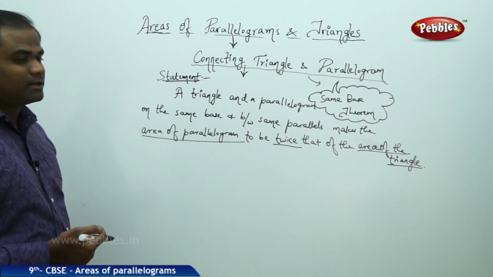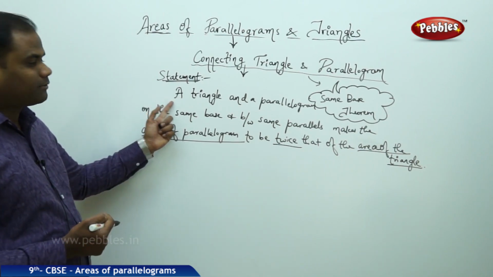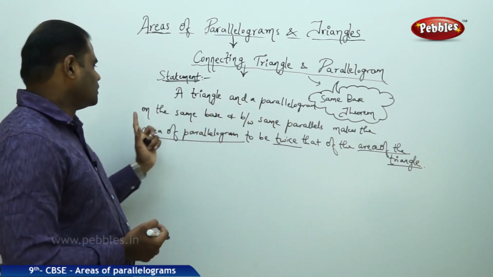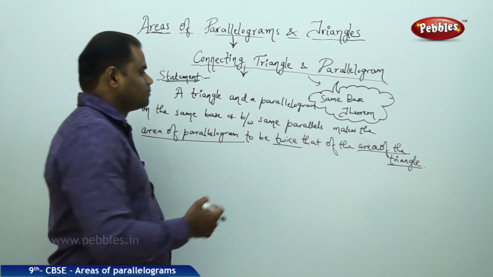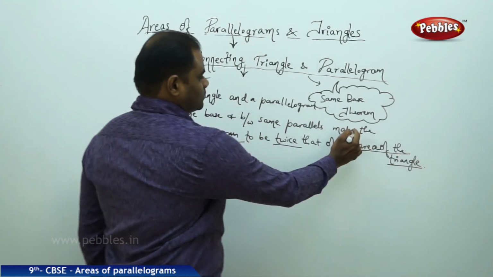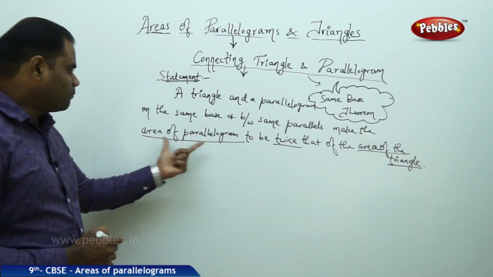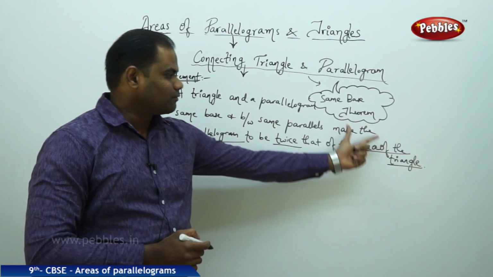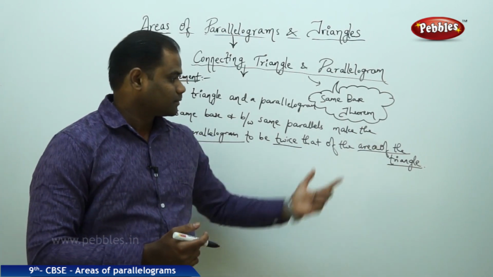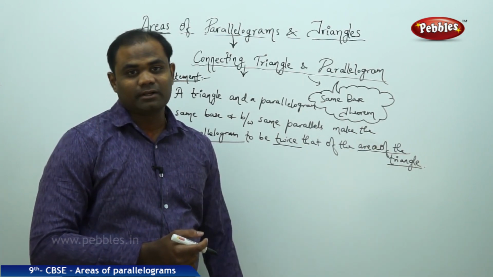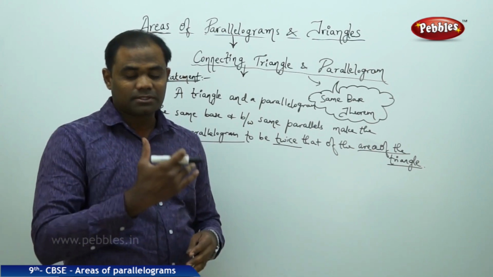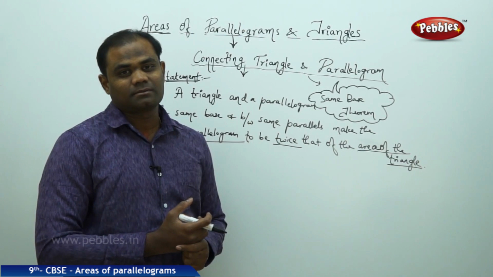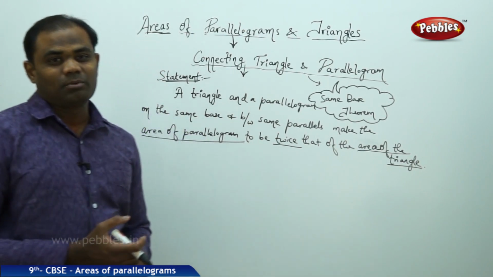So the statement is very clear, which says a triangle and a parallelogram on the same base and between same parallels make the area of parallelogram to be twice that of the area of triangle. That is how we understand the connection between a triangle and a parallelogram when they are on the same base and between same parallels. Let's see the property in brief.